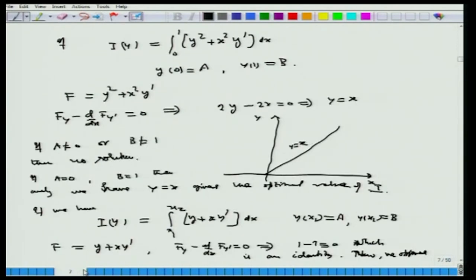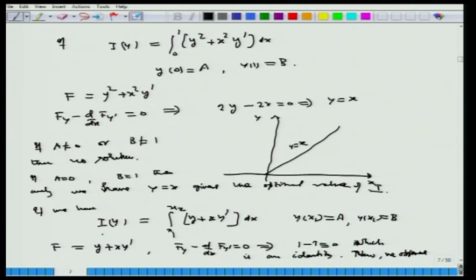Next, we considered I(y) equal to the integral from 0 to 1 of (y square plus x square y prime) dx. Here, y(0) equal to a and y(1) equal to b, then f is y square plus x square y prime, and so Euler's equation implies that y equal to x. So, if these points (0, a) and (1, b) are not on the diagonal y equal to x, then there will not be any solution here. It is only for the case when a equal to 0 and b equal to 1 that we have this y equal to x as an extremal of this problem.